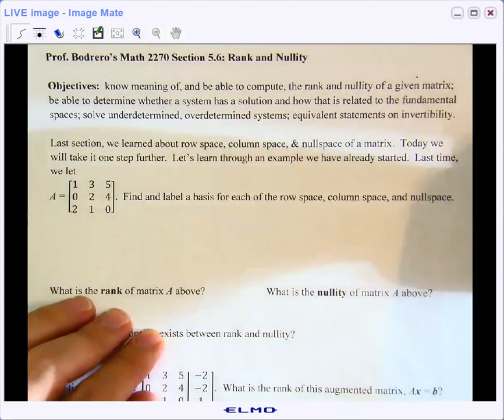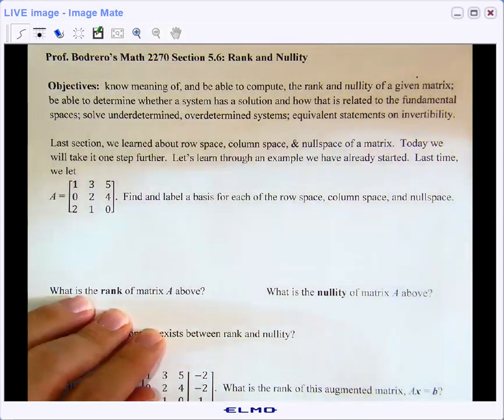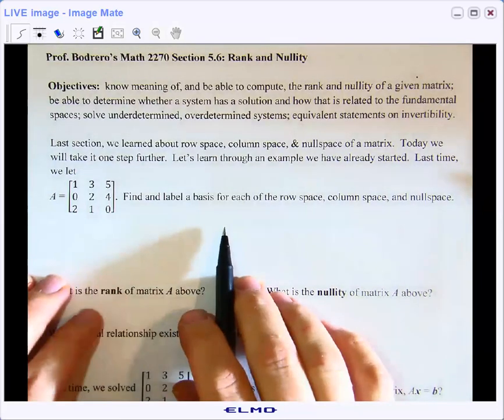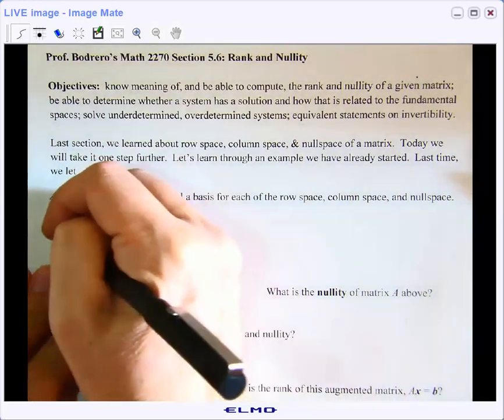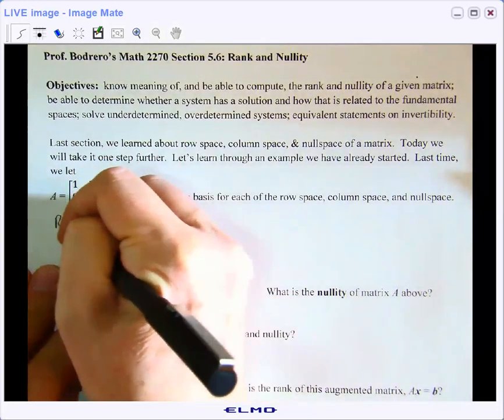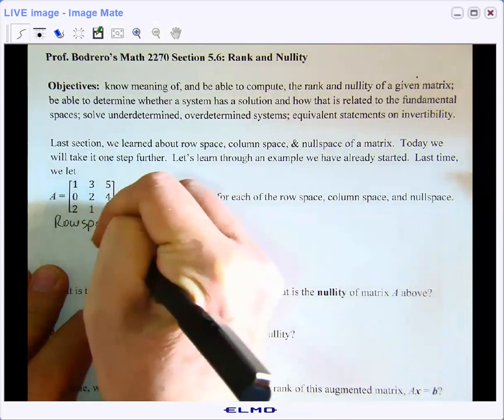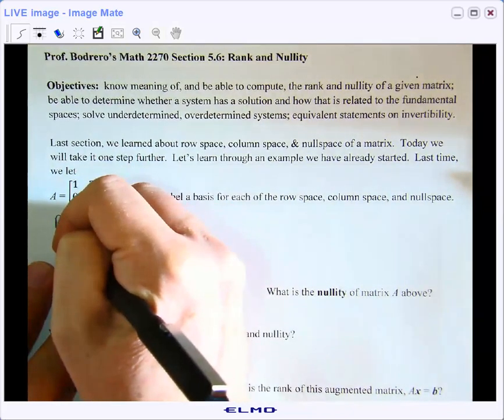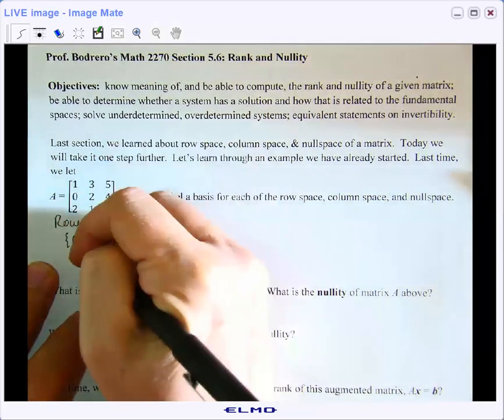Now, last section we learned about row space, column space, and null space of a matrix. Today we're going to take it one step further. Okay, let's go ahead and quickly review what we found last time. So a basis for the row space would be, in this case, the first row vector and the second row vector.